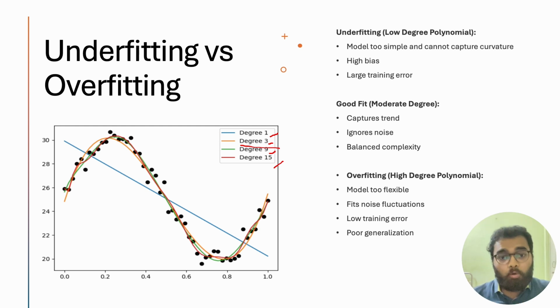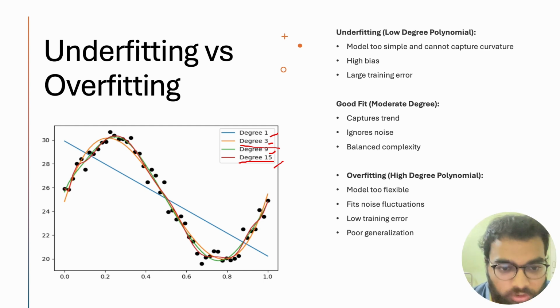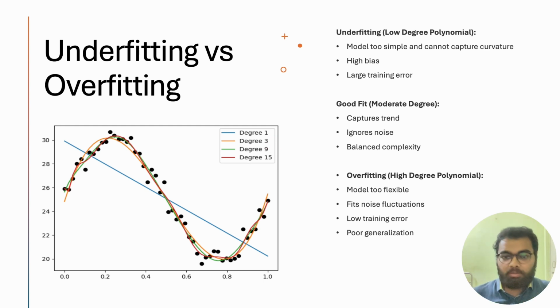Whereas for overfitting, which is the highest degree of polynomial, which is degree 15, not the highest possible, but like the ones we have taken, it tries to fit through the points in a very sleek fashion. It is going from every point to point, and this is the problem with overfitting.